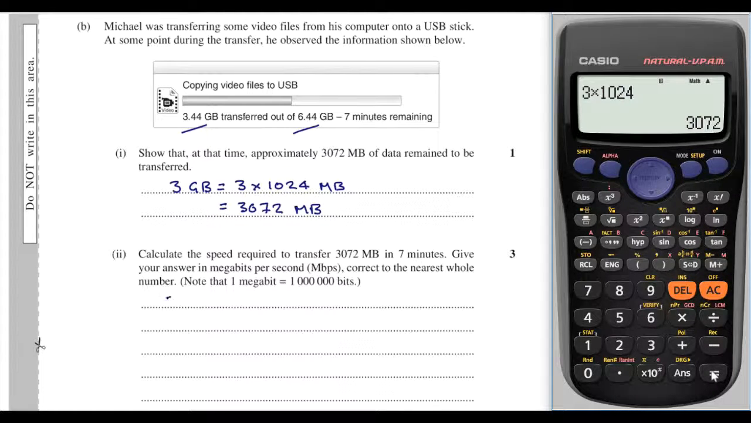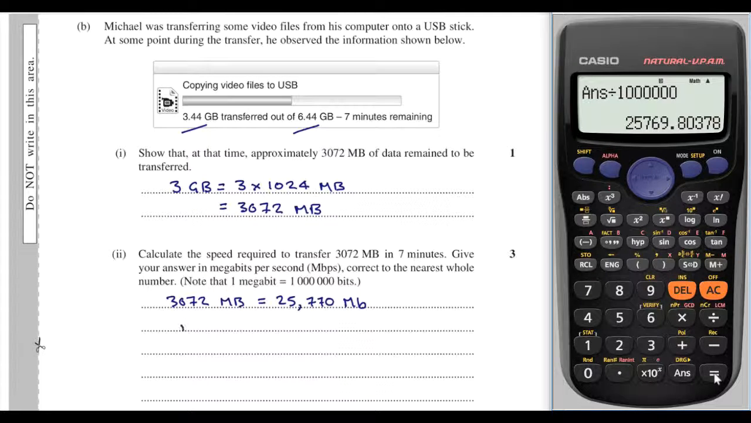B Part 2. 3072 megabytes can be converted into kilobytes by multiplying by 1024. This number of kilobytes can be converted into bytes by multiplying by 1024. This number of bytes can be converted into bits by multiplying by 8. And this number of bits can be converted to megabits by dividing by 1 million. Giving 25,770 megabits.